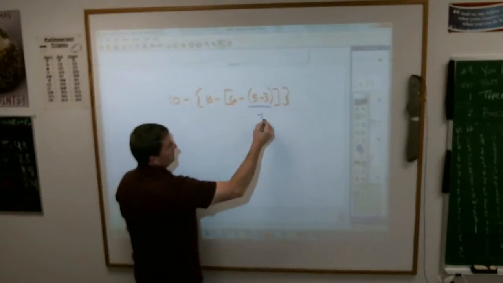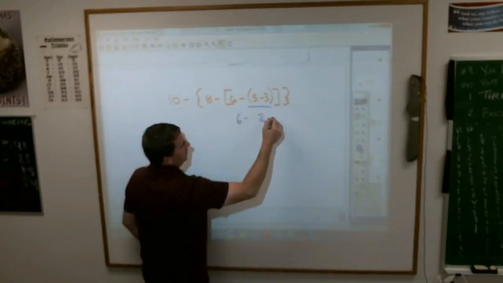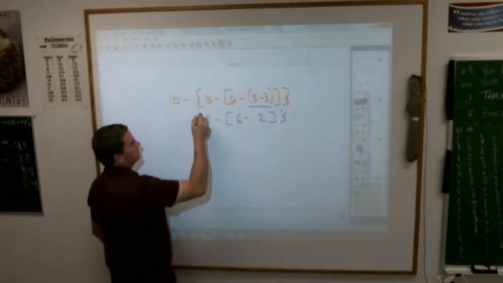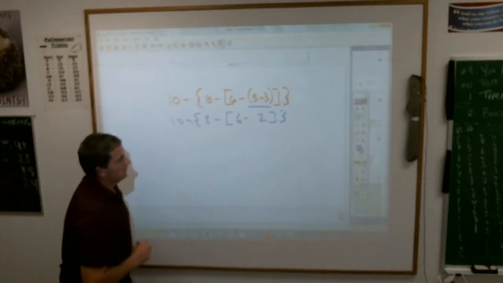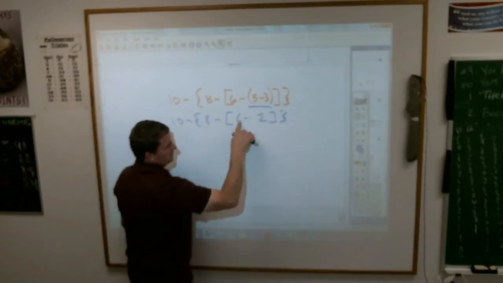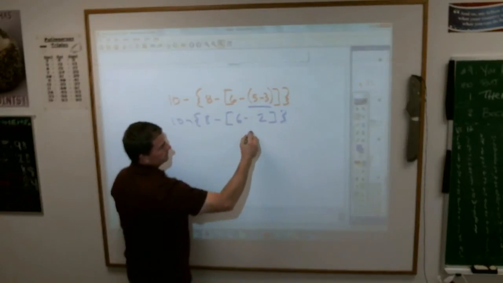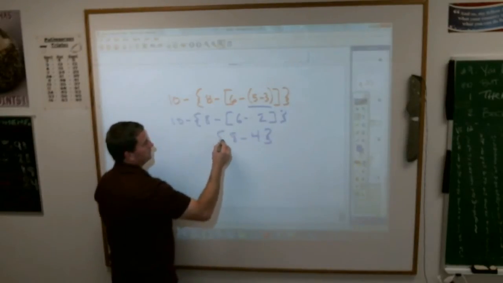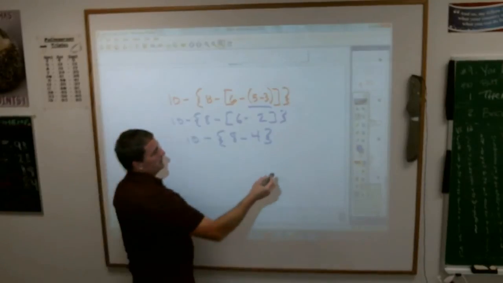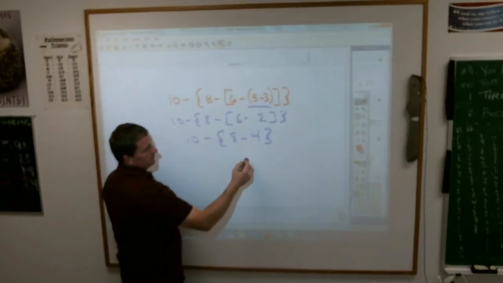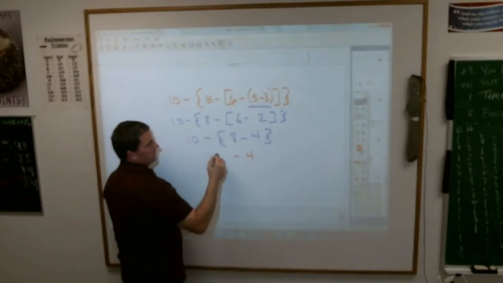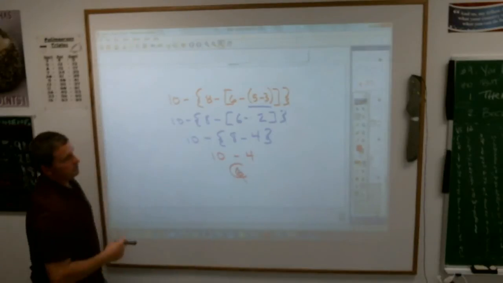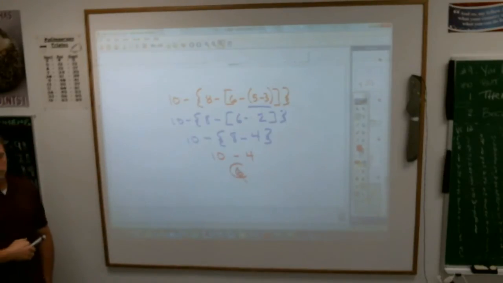So you're just going to take 5 minus 3, which is 2. You've still got all of this left. Now inside this I have to finish this grouping symbol, which is 6 minus 2. And then inside that I'm still working on this grouping symbol, which is 8 minus 4. And then addition, subtraction from left to right, which is 6. It's grouping symbols inside of grouping symbols inside of grouping symbols.